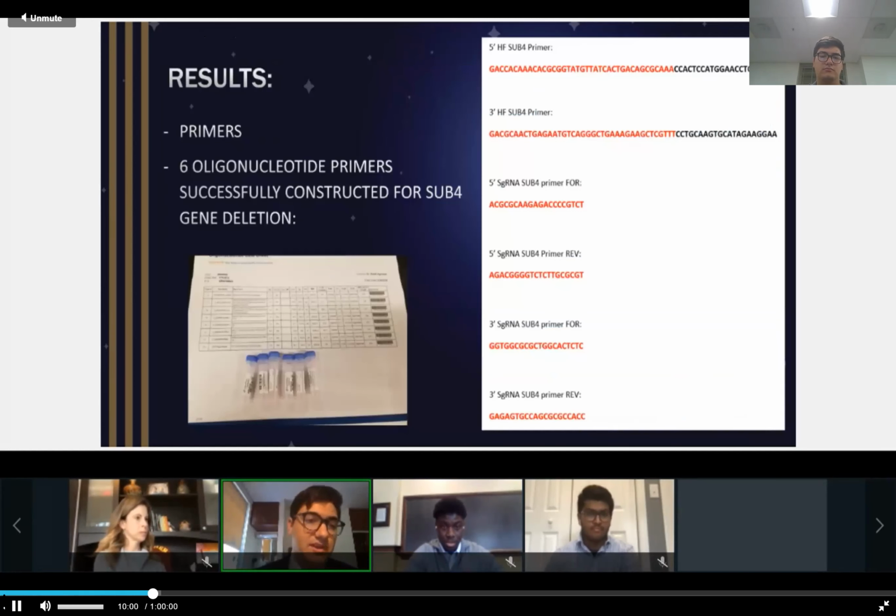And as you can see here, the results, these are the primers that we actually ended up ordering. And here are the sequences for them. So again, we have the 2 homology flank primers. Then we have a forward and then complementary reverse primer for both the 5' and the 3' guide RNA primers.